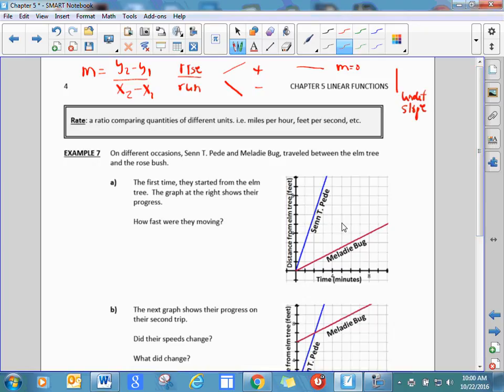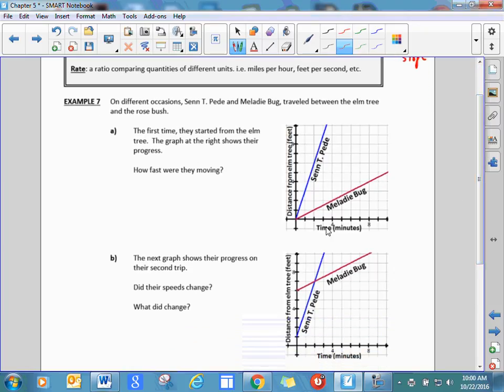We're going to look at this graph. Now they've attached actually some personality to the graph. We've got two bugs that are moving away from an elm tree and the rose bush. So if you look at what they're trying to do here, they're showing you that the independent variable is time, and the distance is a function of the time that these bugs are moving away from the elm tree. So you've got centipede, I didn't make this up, and milady bug, who are moving away from the elm tree.